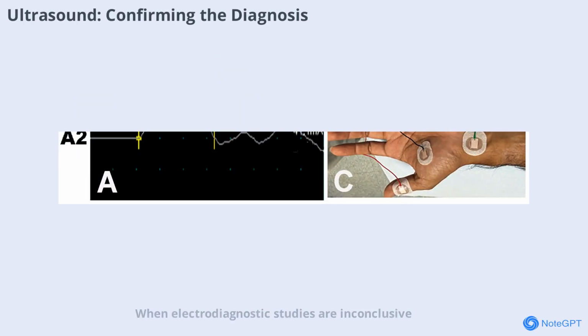When electrodiagnostic studies are inconclusive, ultrasound becomes especially important. It can confirm the presence of muscle atrophy, assess the cross-sectional area of the median nerve, and provide real-time visualization of muscle architecture. This makes ultrasound an indispensable tool in the diagnostic workup of thenar muscle atrophy.